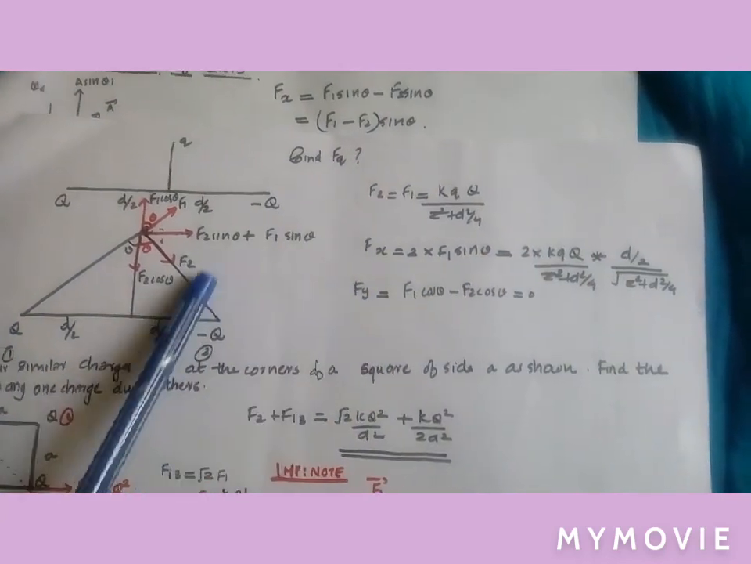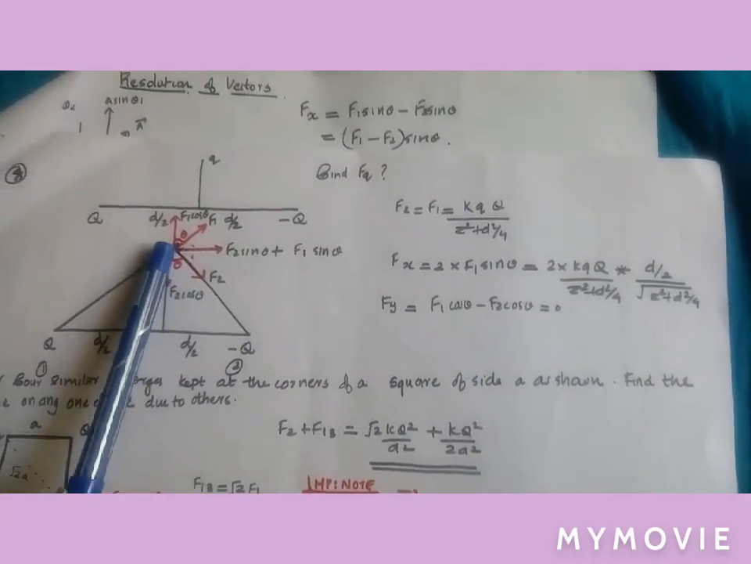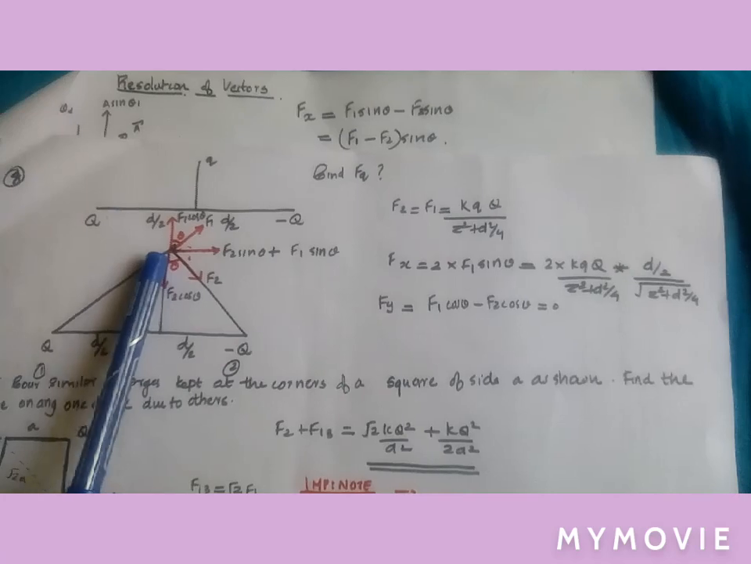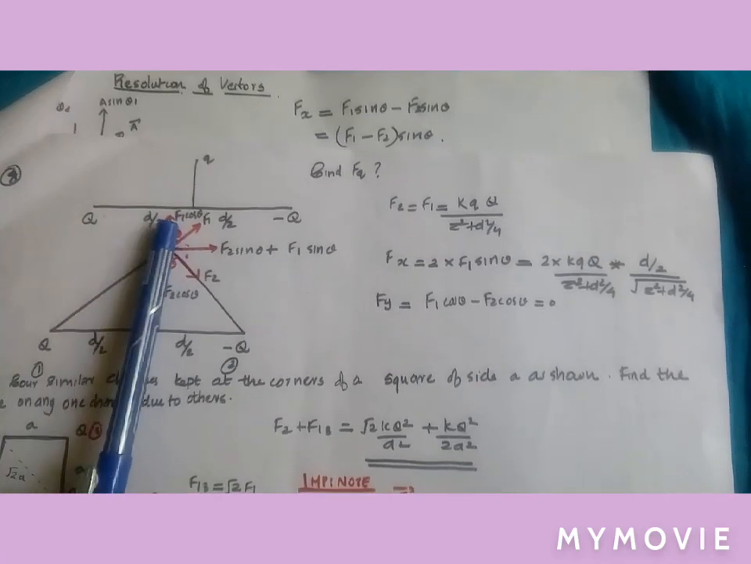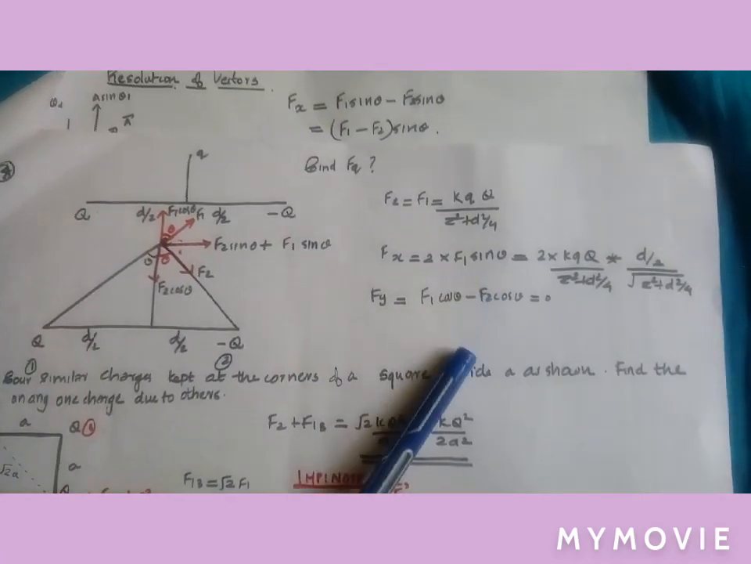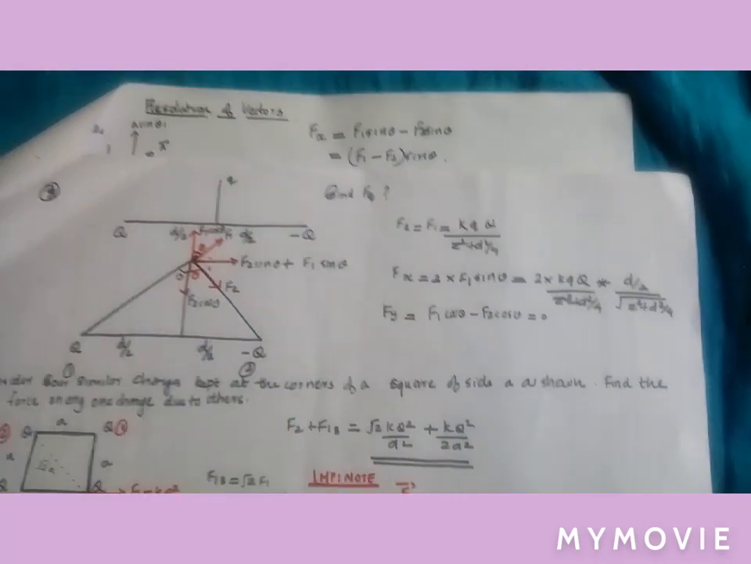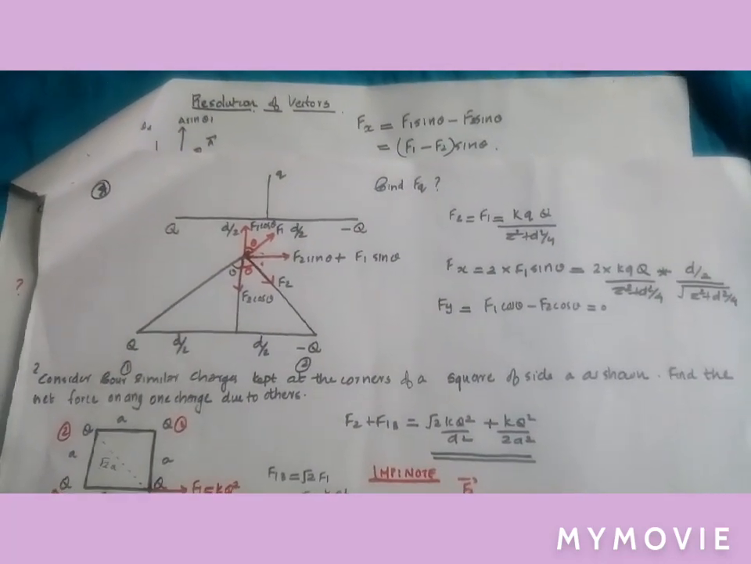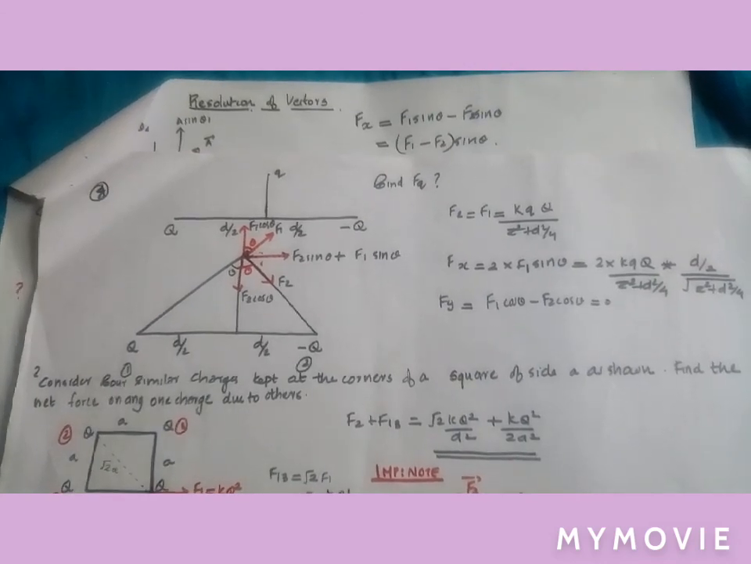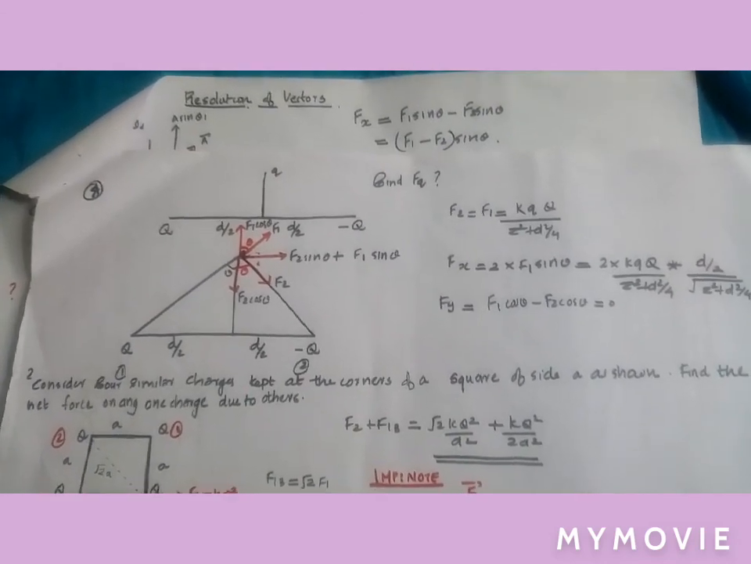And for Fy, we know that there is an upward component and a downward component, that is F1 cos theta minus F2 cos theta. We know that F1 and F2 are the same, so the y component is equal to 0. Okay, this is the force due to the system of charges.